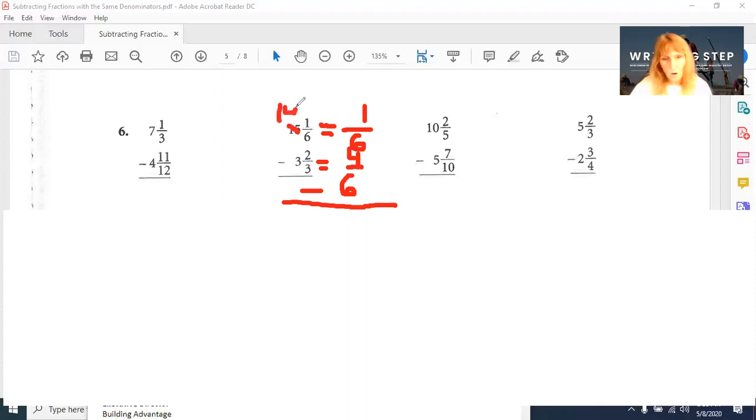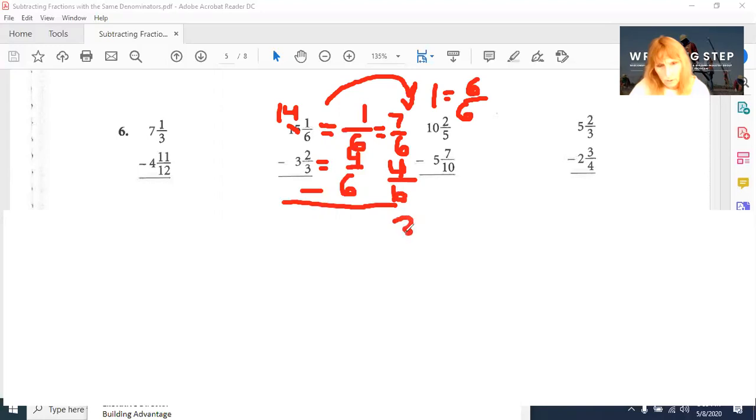So now I'm borrowing 1, and I'm going to bring my 1 over, but I'm not going to call it a 1. I'm going to change it over to 6/6. And that 6/6 is going to be added to the 1/6 that's already there. So my new subtracting number is going to be 7/6, because 6 plus 1 is 7. And my bottom number is going to be still 4/6 here. And now I can subtract. 7/6 minus 4/6 is going to give me 3/6. And I subtract my whole numbers. 14 minus 3, 11.